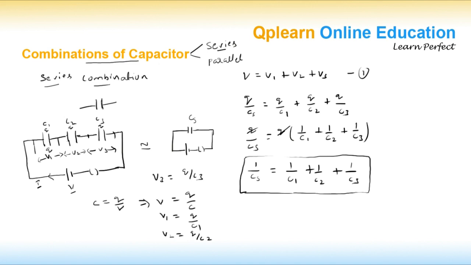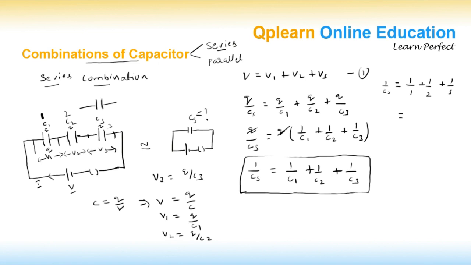Are you clear? For example, you take this capacitor C1 as 1 microfarad, C2 as 2 microfarad and C3 as 3 microfarad. Instead of these 3, how much should the single capacitor be? This one is equal to the question mark. So we just have to apply this formula. 1 by CS is equal to 1 by C1, which is 1 by 1, plus 1 by 2 plus 1 by 3.